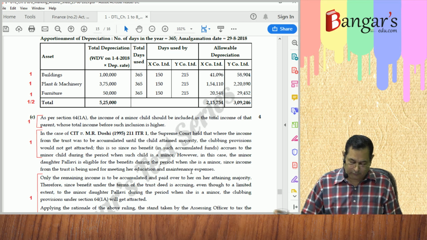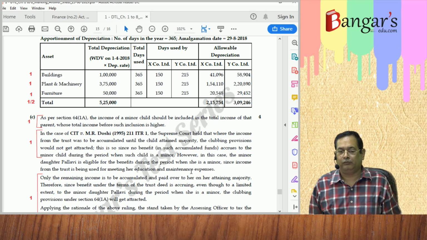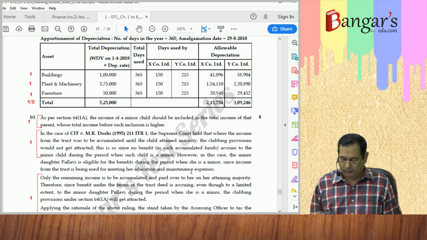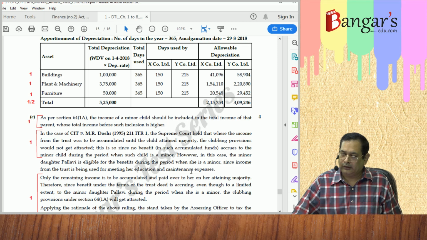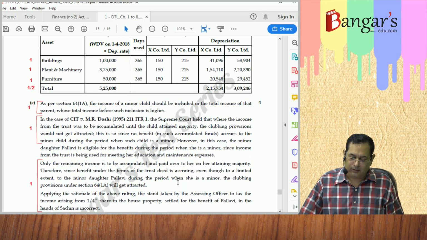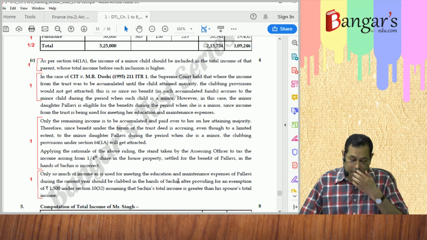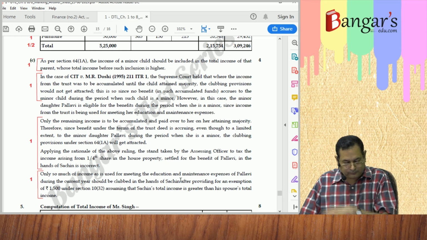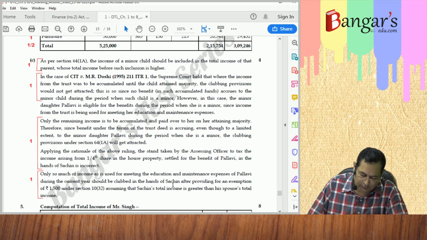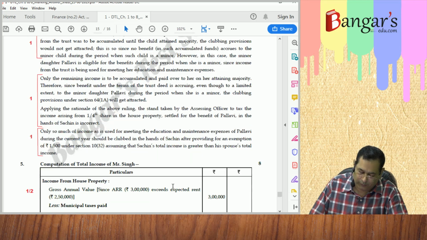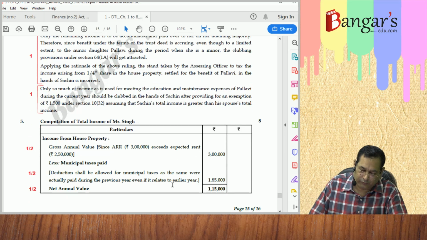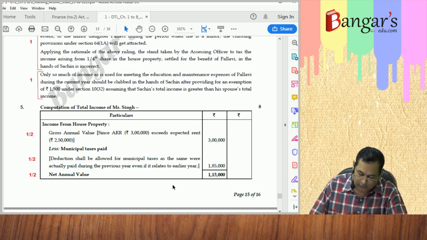But to the extent of the education expenses and maintenance expenses which have been met by the trust, the same will be clubbed in the hands of Mr. Sachin. If income does not accrue to the minor during minority, clubbing provisions won't be attracted to the extent of the education and maintenance expenses. The same will be clubbed, and from the clubbed income, exemption is allowed to the extent of 1500 rupees per child. Next question: rental income of the property is 3 lakh, standard rent is 250, fair rent is 280.